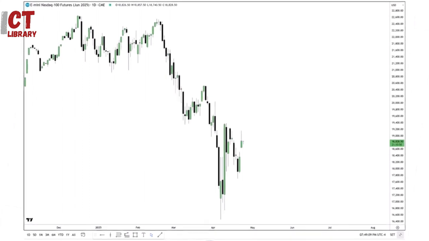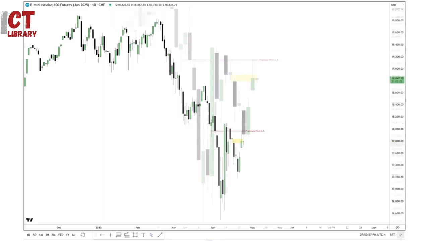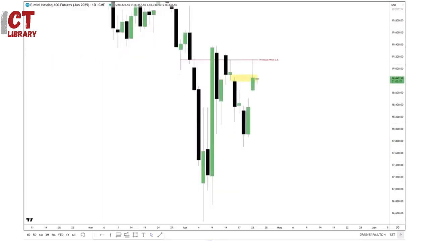Right, here's the daily chart for NASDAQ. And we're going to zoom in here and take a look at that premium wick consequent encroachment and that volume imbalance. So let's zoom in here.